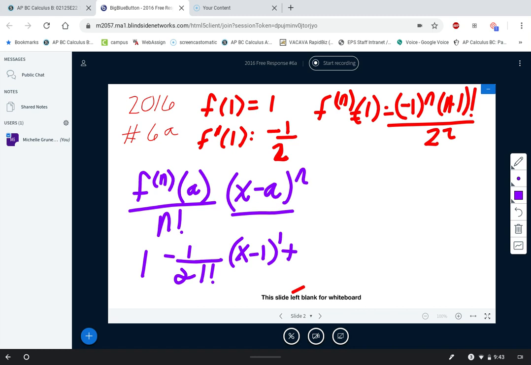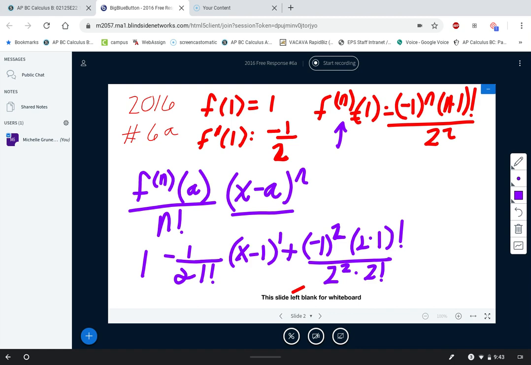Now I'm looking at the second derivative. So I'm going to go up here. N is going to be 2. So I have negative 1 squared, which again would be positive 1. And then I have 2 minus 1 factorial over 2 to the second times 2 factorial.